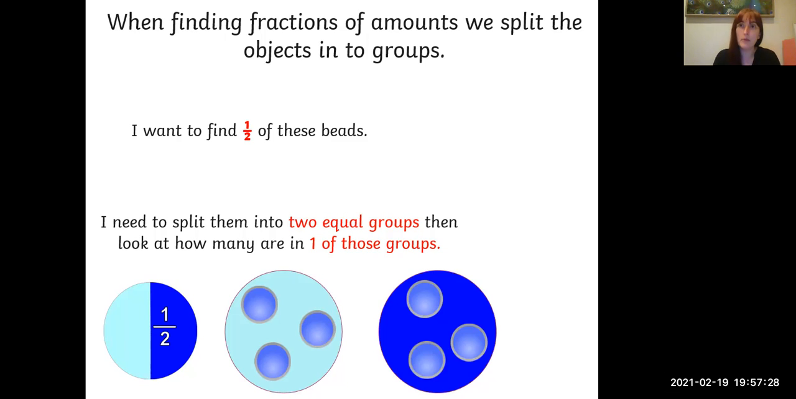But remember, I'm only interested in what's in one half. Here we are. So I'm going to look at just one of those groups. What is half of 6? So I can count how many I've got in that half. 1, 2, 3. So half of 6 is 3.